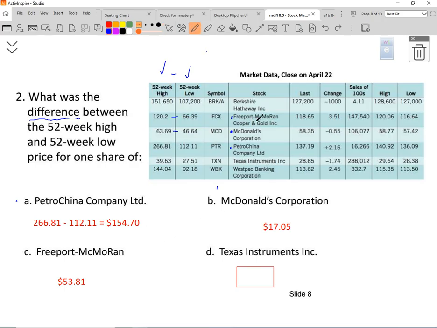Last one they asked us to find the difference for is Texas Instruments, so right here. 39.63 minus 27.51, $12.12.